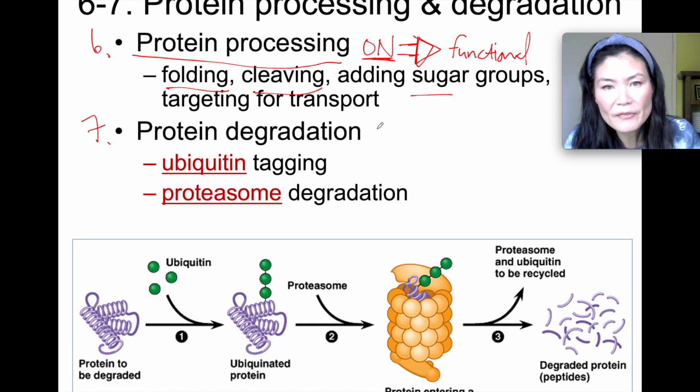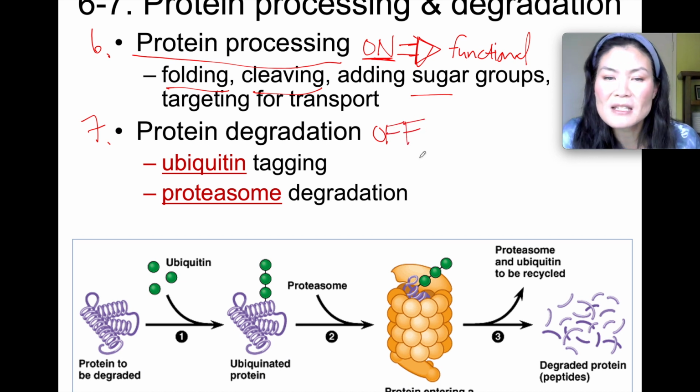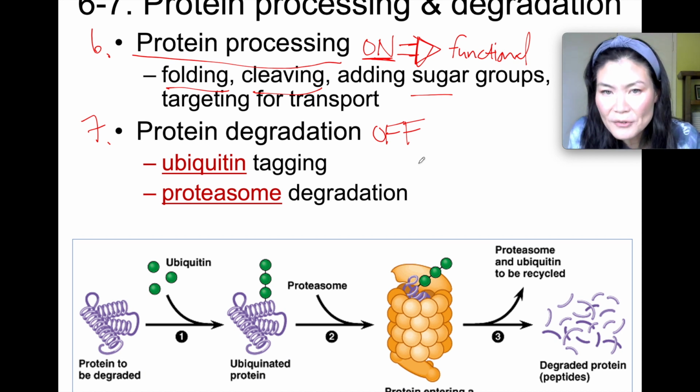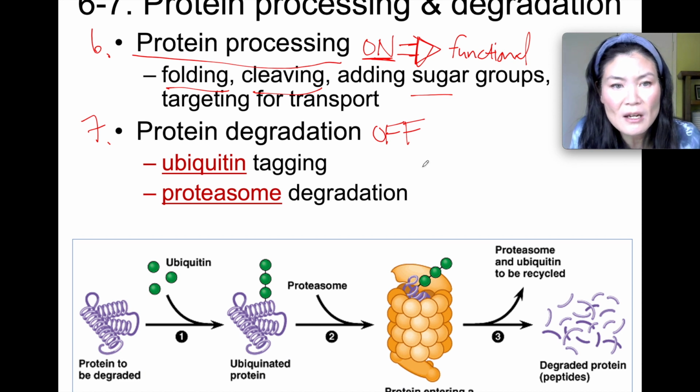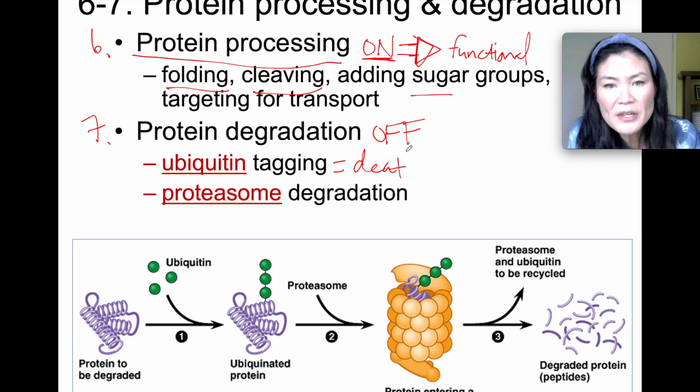And then number 7. This is for turning the gene off. Let's say that the gene has gone through transcription, the mRNA has been translated, and the protein is made, and the cell wants to turn off that gene by getting rid of the protein. There is what we call a death tag called ubiquitin, which are these little protein molecules.